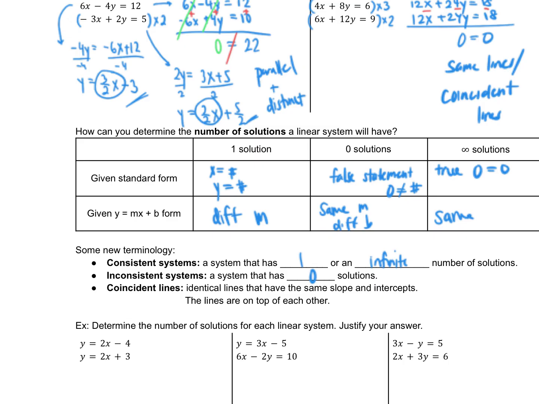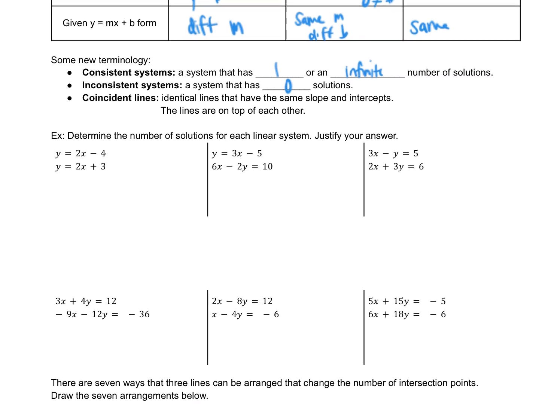So when we have two lines in a two-dimensional area, if they're parallel and distinct, we will have 0 solutions. Coincident lines I've already mentioned. They're identical lines, they have the same slope and intercepts, and they're just lines that lie on top of each other. So let's try out these conclusions that we came up with.